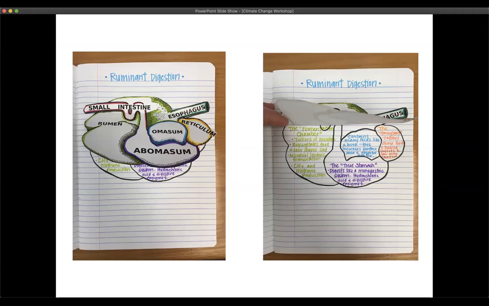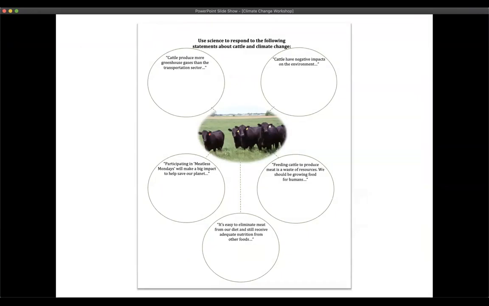Methane is one of the greenhouse gases. And we'll learn just a little bit more about methane, but through this lesson, students are able to start using science to answer questions about cattle and climate change. So is it true that cattle produce more greenhouse gases than the transportation sector? That is a statement that is made commonly, and a misconception that students are able to research through this lesson. Okay, another statement to address is cattle have negative impacts on the environment. Is that true or is that false? And what context can we fit it in?